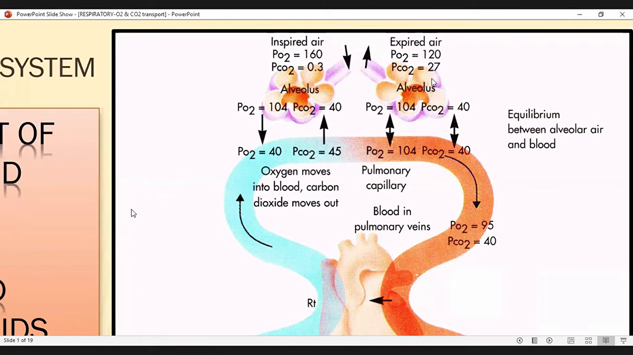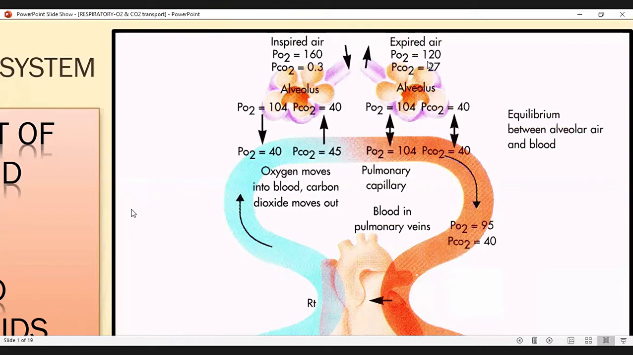Okay, while the inspired air, you notice here, the PO2 is 160 millimeters of mercury, whereas your PCO2 is only 0.3. So very low level. That's why in your expired air, your 0.3 cannot really dilute much of your 40. It is more of the water that will dilute the 40 millimeters of mercury to 27.